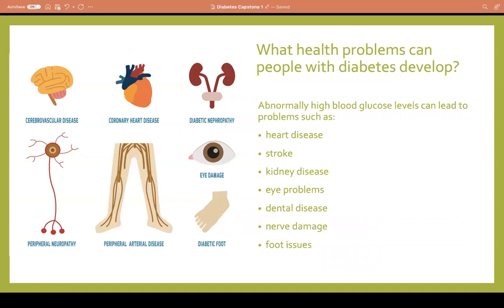You can also develop cerebrovascular disease, coronary heart disease, diabetic nephropathy, eye damage, diabetic foot, peripheral arterial disease, and peripheral neuropathy.